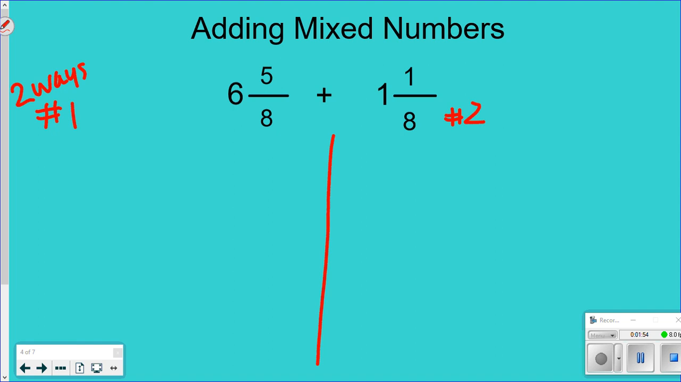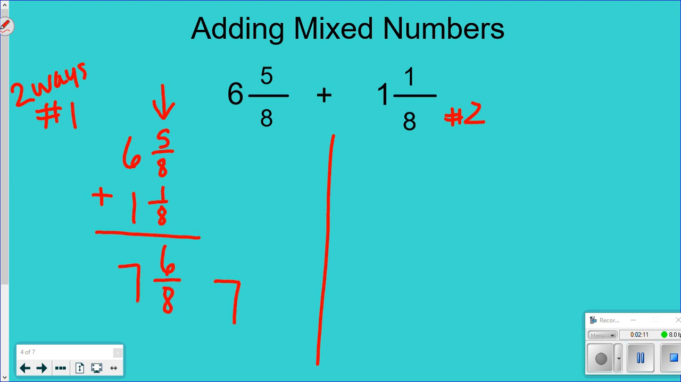Number 1 way, and I believe most of you did this last year. I'm about 100% sure most of you did, where you just wrote them on top of each other, and you added them this way. So you would just worry about the fractions. 5 plus 1 would be 6/8. 6 plus 1 would be 7. Now make sure this is reduced. I can reduce by 2. It would be 3/4. Okay, that's one way. It seems really simple, a lot less work.